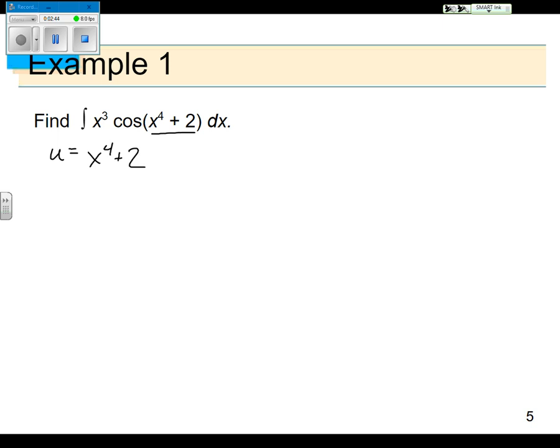Now, will it always be that? Absolutely not. Sometimes you're going to have to erase it, and you're going to have to try something else. Just get used to that.